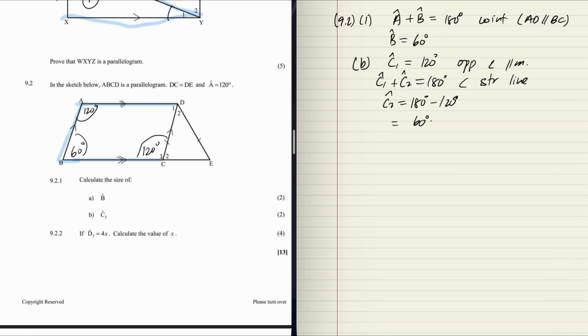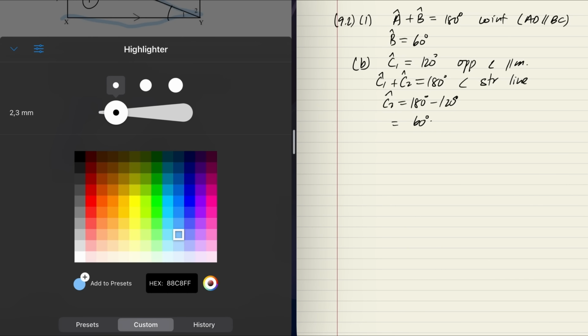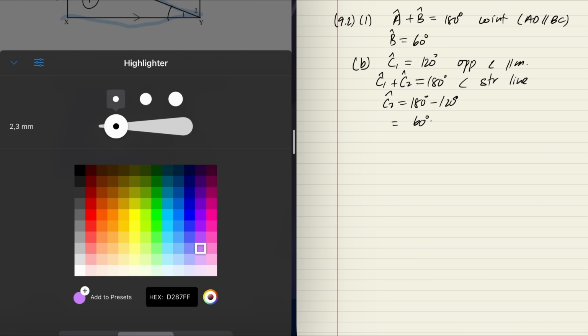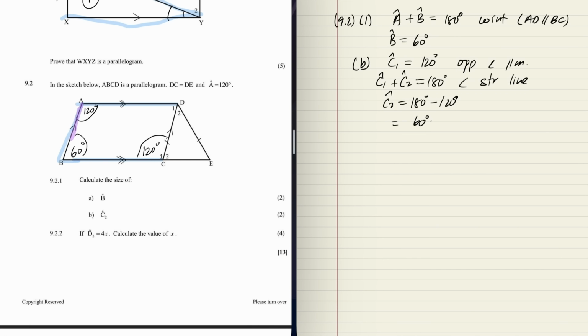Of course, you could do it this way. You could say that here is the letter F, and so these are then corresponding angles, so that will be 60 degrees. I think that will be the easiest solution. So you'll say that C2 is equal to 60 degrees, corresponding angles, since AB is parallel to CD.